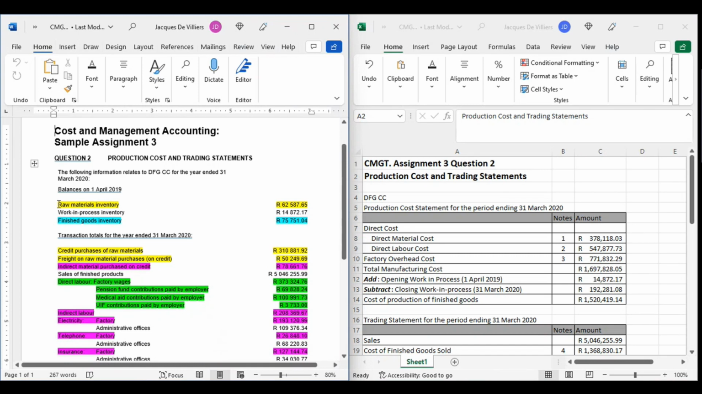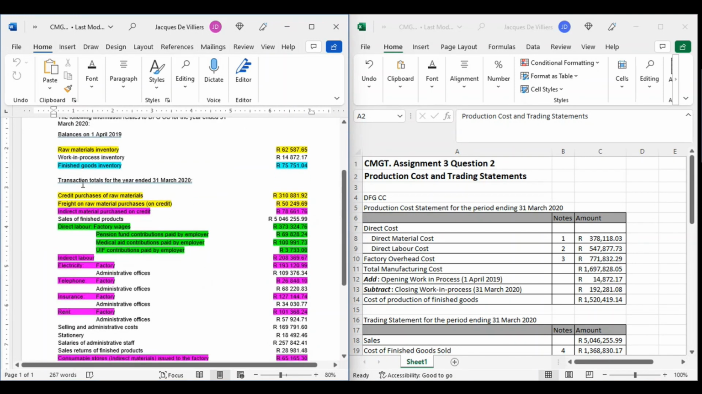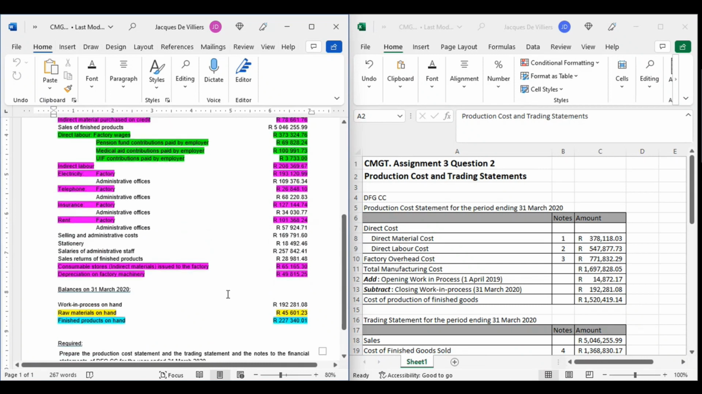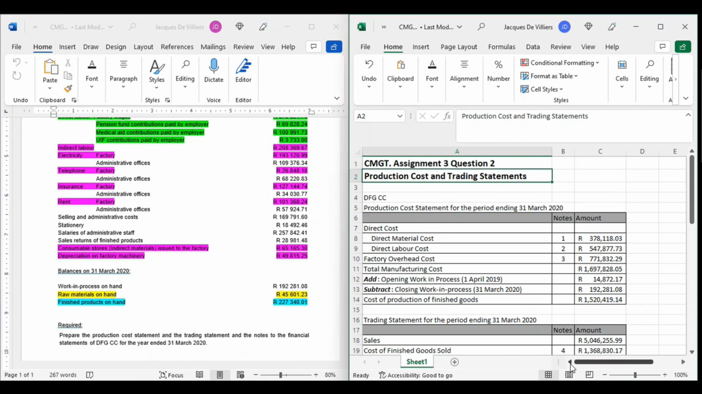They give us balances for raw materials inventory, work in process, and finished goods at the beginning of our financial year. Then they give us the transaction totals for the entire year, for the year ended 31 March. And then they give us our balances at the end of the period. And then what they say is please go and prepare the production cost statement as well as the trading statement and the notes to the financial statements of the company for the year ended.